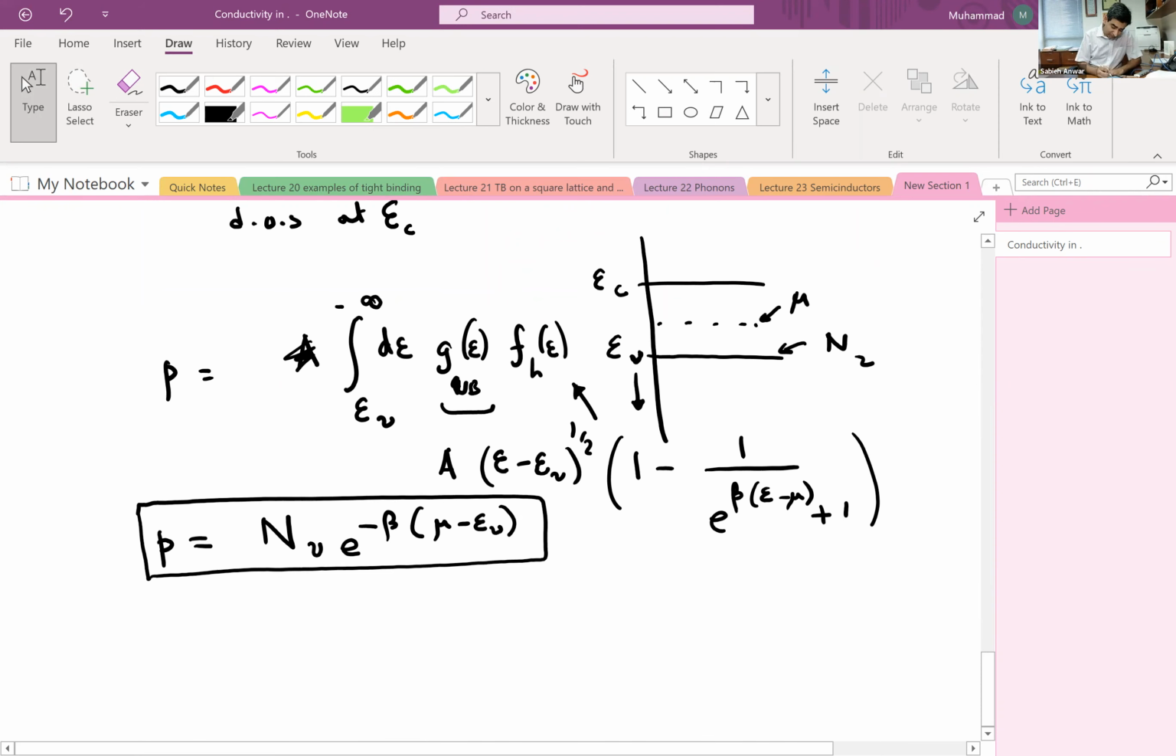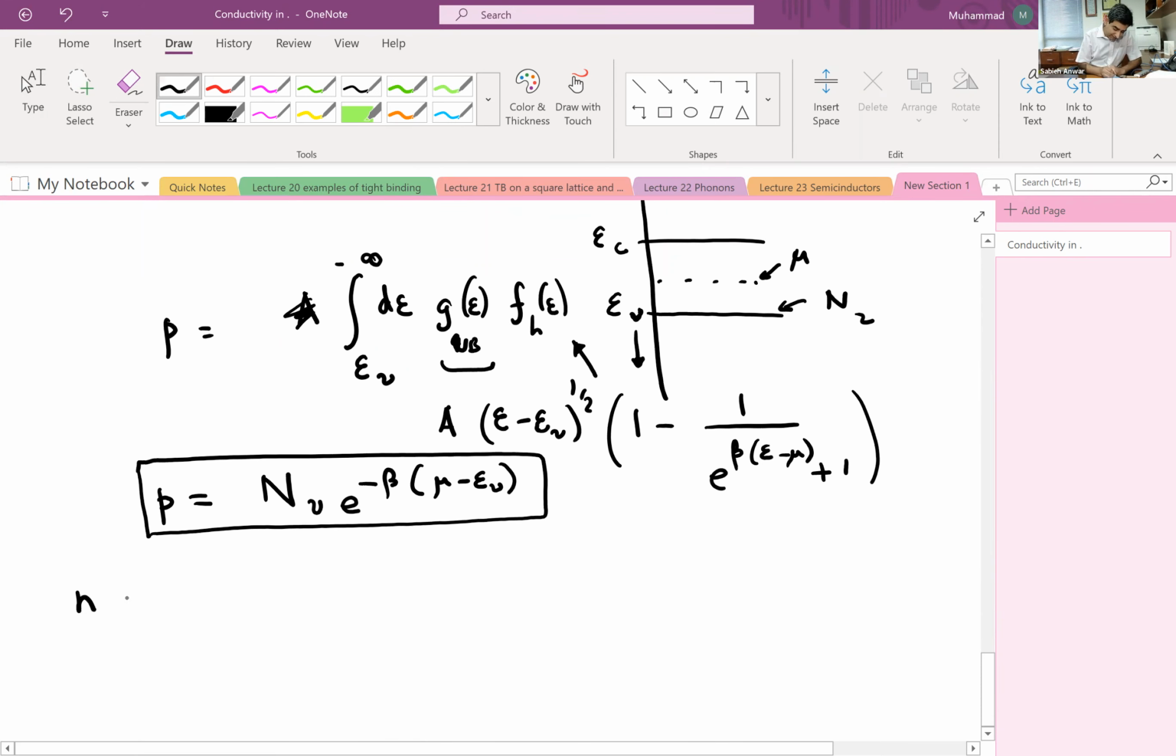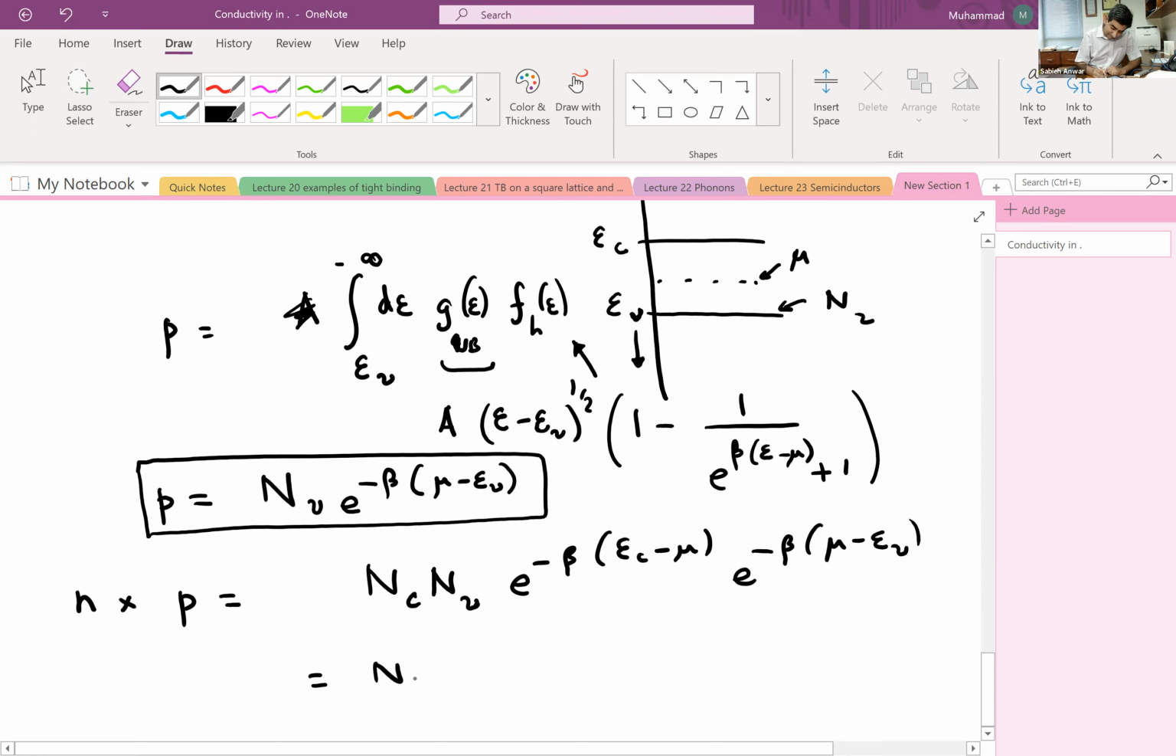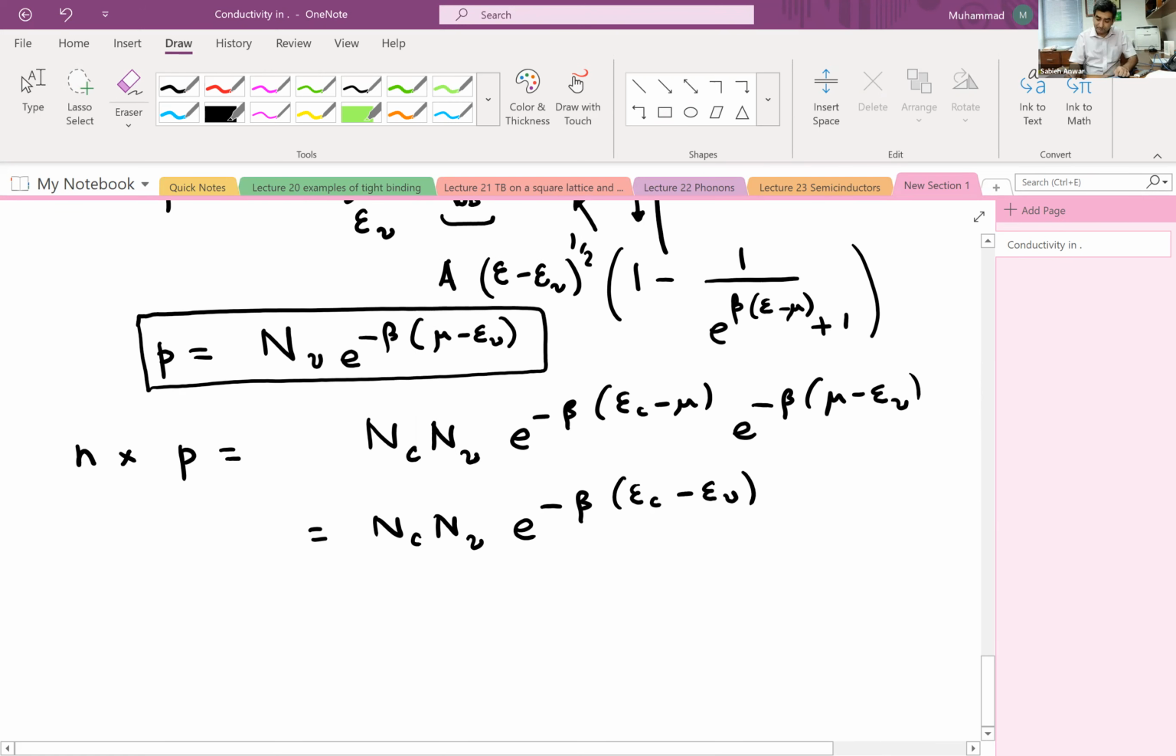So first of all, if I were to take n and multiply it with p, I will get Nc Nv e^(-beta(Ec - mu)) e^(-beta(mu - Ev)). The mu's will disappear and I'll get Nc Nv e^(-beta Eg). This is simply the band gap. So that's np.